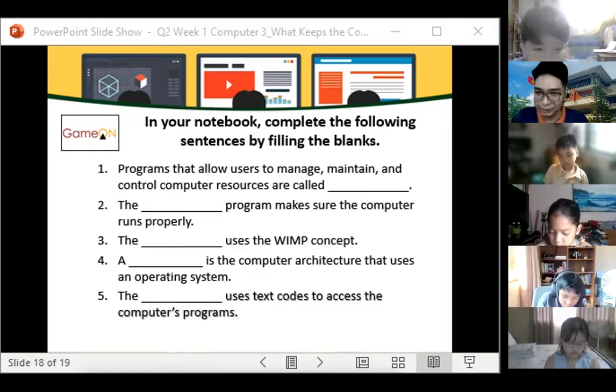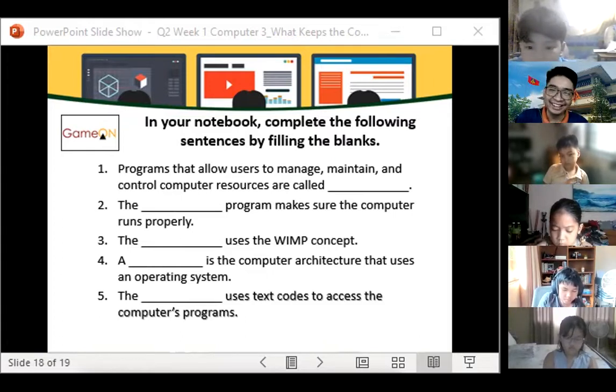Ito yung mga experts sa mga pang-lolok siya dyan. Mga panahon ka nila yung mga ganyan.